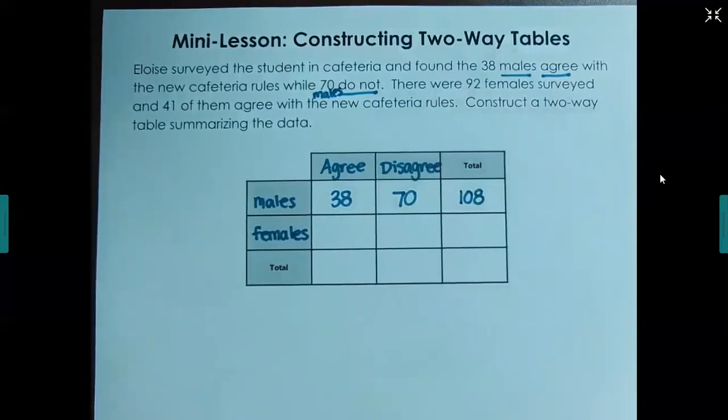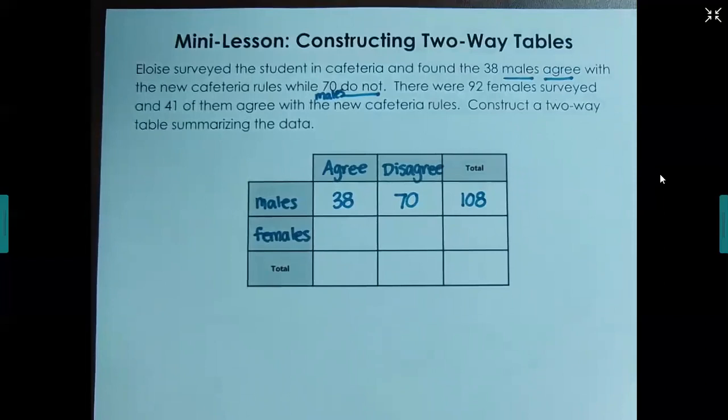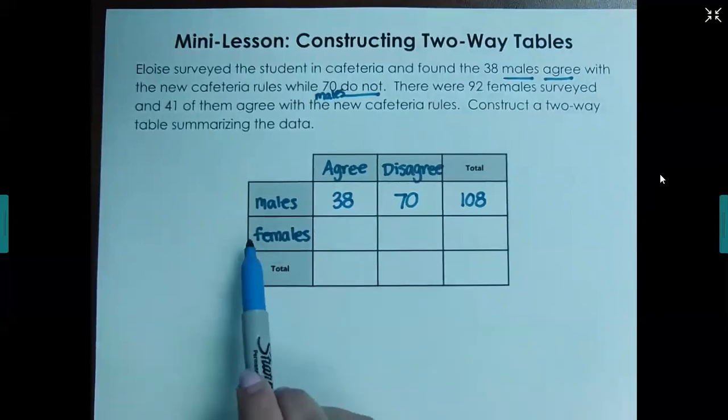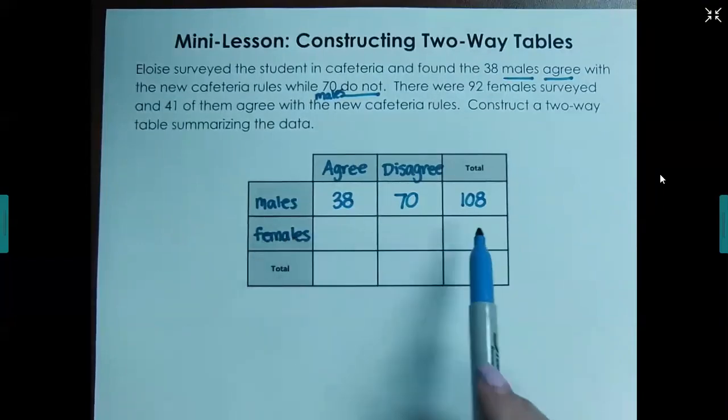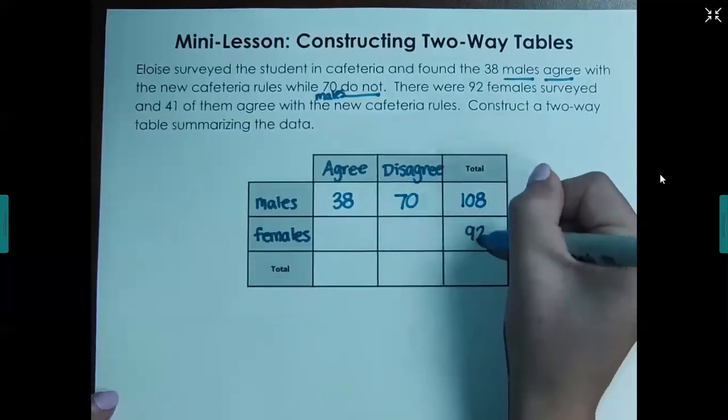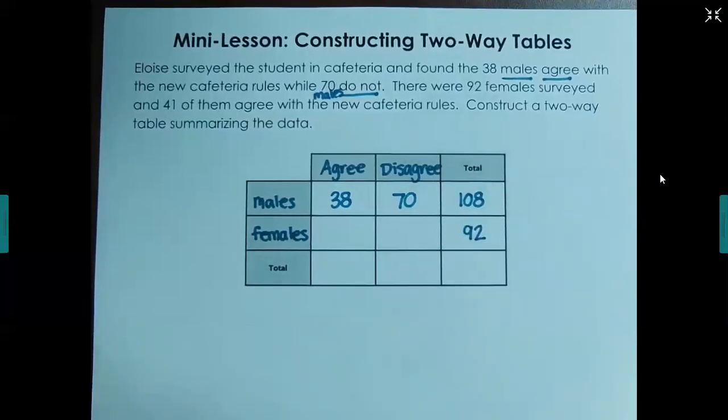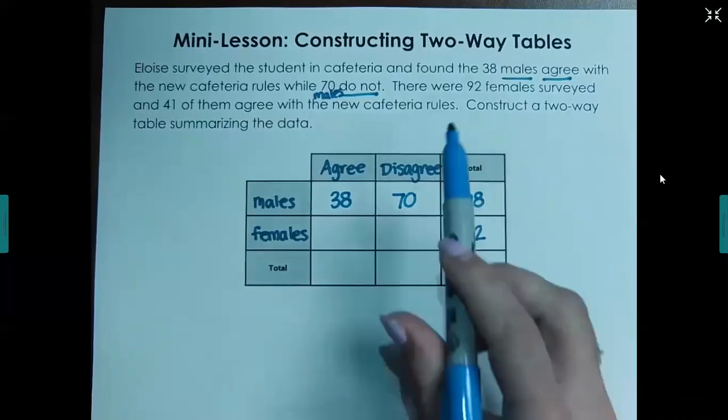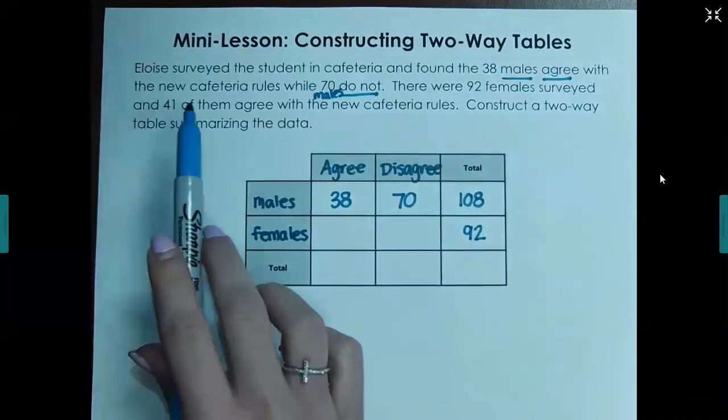All right, let's see what else we can find from our information. There were 92 females surveyed. So stop right there. It told me a total. So I know I have to put that somewhere in my total category because there were 92 females surveyed. So I'm going to go to my category for females, and where the total is at, I'm going to write 92. And there were 92 females surveyed and 41 of them agreed.